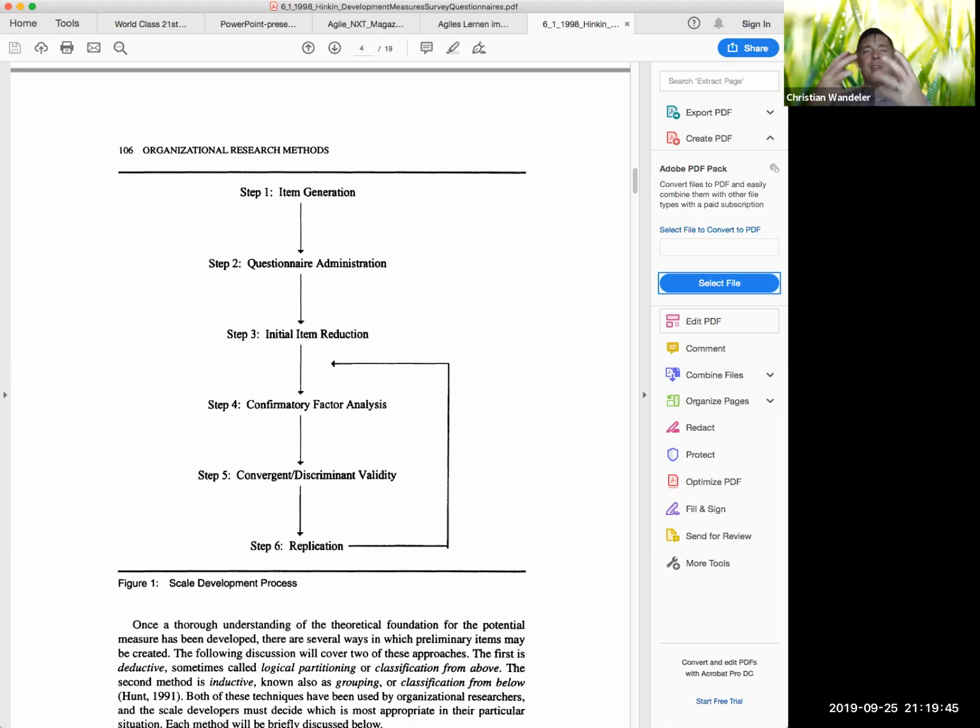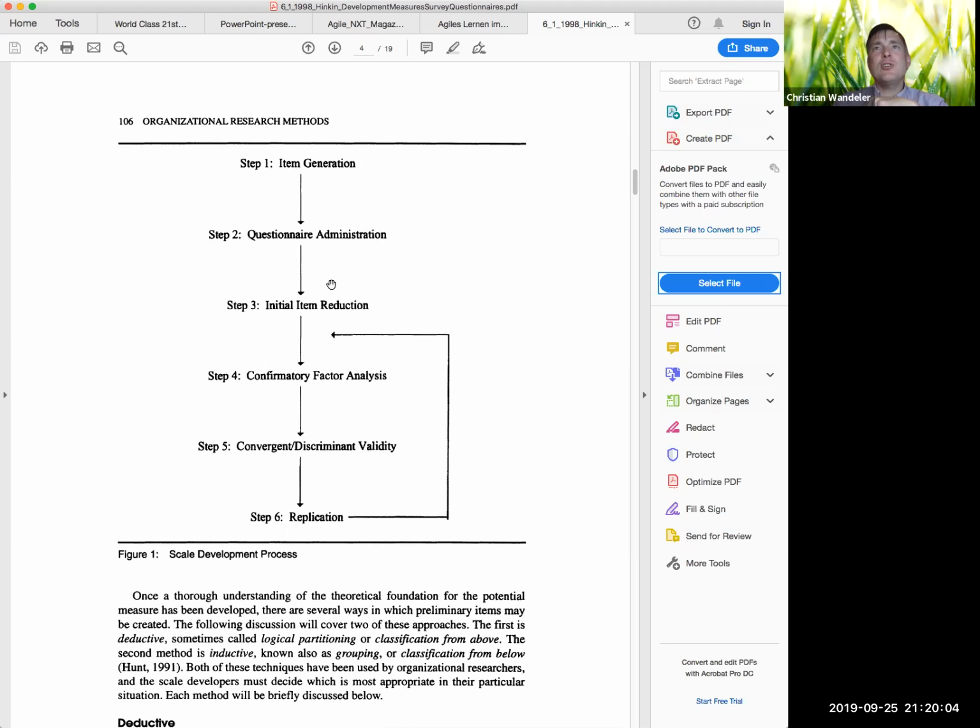It's based on a theory. It's based on an understanding. So you develop a ton of items, you develop an item pool, and then you give these items to a pilot sample of people. They start completing these surveys. And based on this initial pilot study, you would then reduce the items.